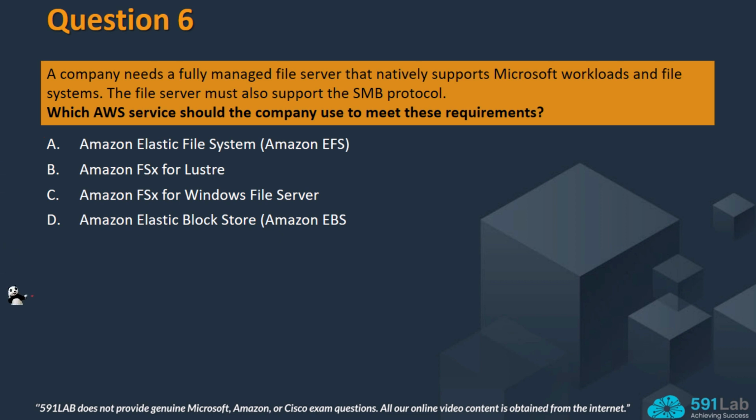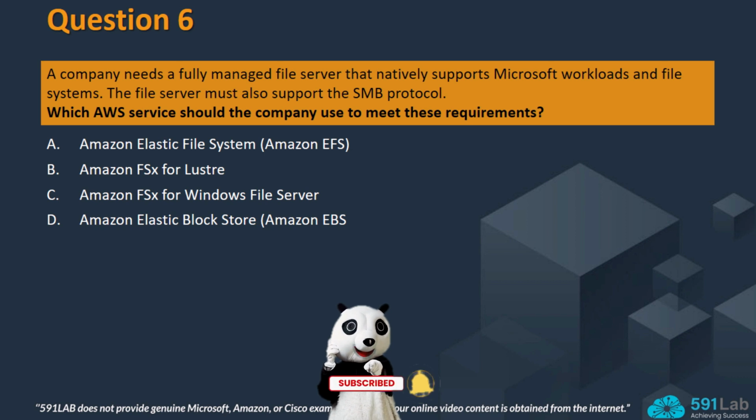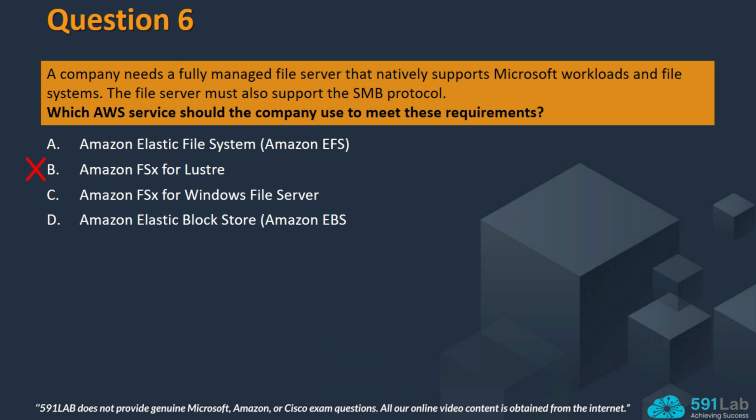Option B. Amazon FSx for Lustre. FSx for Lustre is a fully managed, high-performance file system designed for compute-intensive workloads. It is optimized for use with compute clusters, so this is not the correct answer. Option C. Amazon FSx for Windows File Server. FSx for Windows File Server is a fully managed Windows file system that supports the SMB protocol. It is designed to natively support Microsoft workloads and provides compatibility with Windows applications, Active Directory, and other Microsoft technologies. So this is the correct answer.